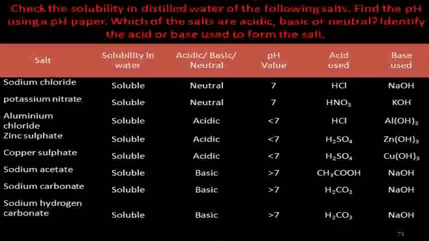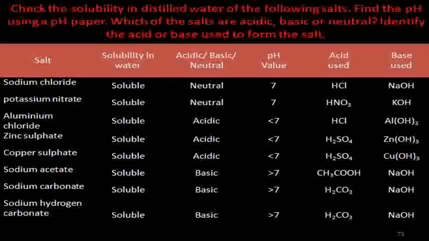It may be more than 7. Next is sodium carbonate. Sodium carbonate also dissociates into carbonic acid and sodium hydroxide. Here also carbonic acid is a weak acid and sodium hydroxide is a strong base. So the solution shows the basic nature more. Therefore, the pH value is more than 7.